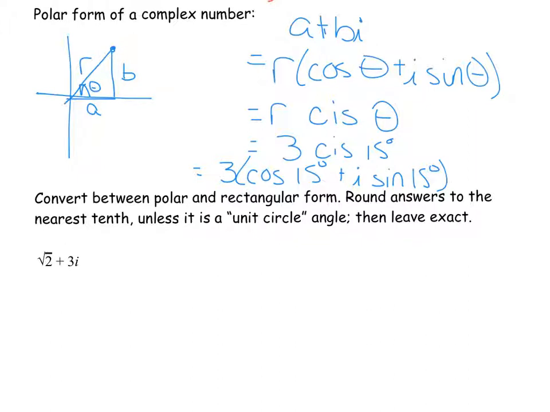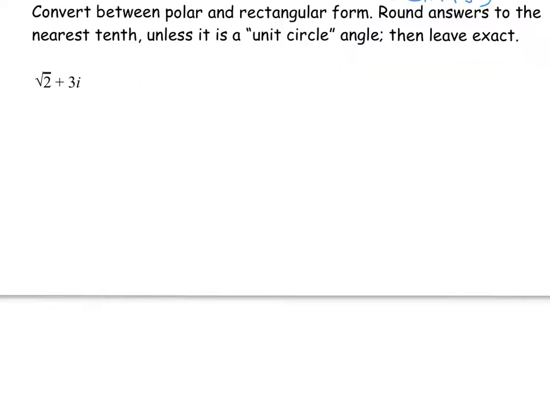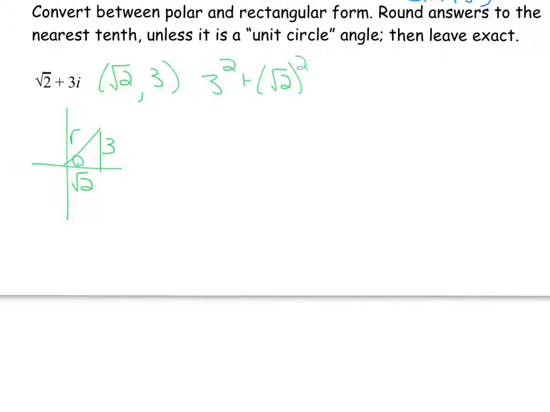So the first thing, they give us a complex number here. Root 2 plus 3i is a complex number. And we're going to write that in polar form. Here's how we do it. We're going to graph it. If we have root 2 plus 3i, we graph the coordinates root 2 and 3. Okay? So that's in the first quadrant. This would be root 2. This would be 3. We need r and we need theta, right? Well, the first thing we're going to do is the Pythagorean Theorem to find r. So we're going to say 3 squared plus the square root of 2 squared is r squared. So that's 9 plus 2.